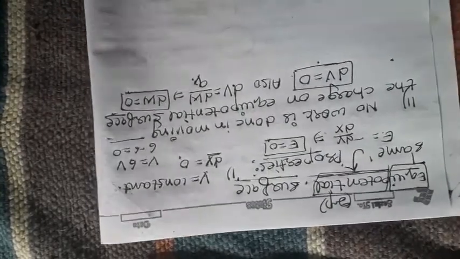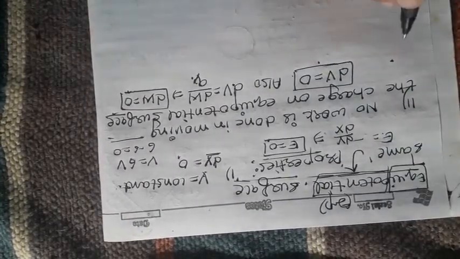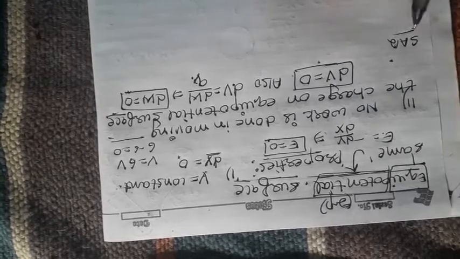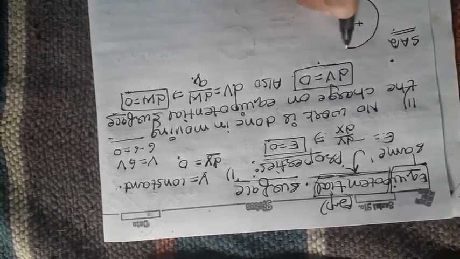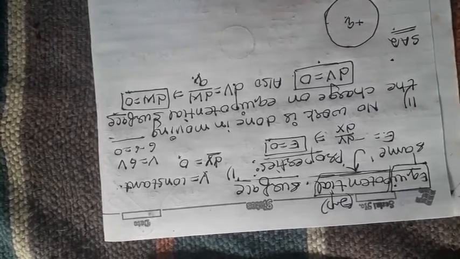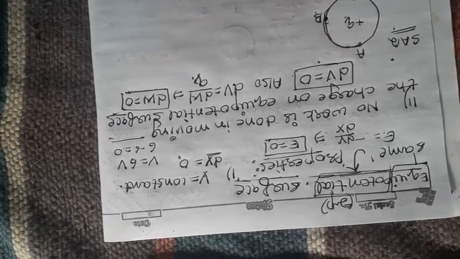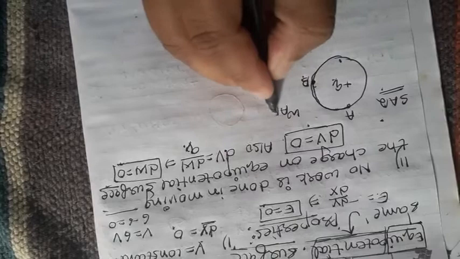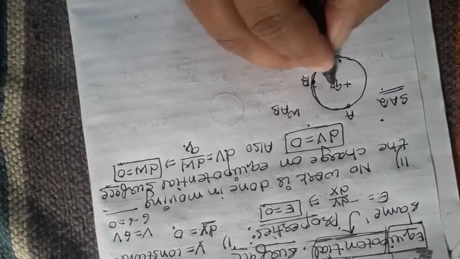So many times CBSE asks a question from this concept. I discussed it with you, it is very easy, just check with you. A short answer question, how CBSE asks: let us suppose plus Q is placed at the center of a circle. A charge is moved from A to B on the circumference of this circle. Calculate the work done in moving the charge on the circumference of this circle if a charge is placed at the center.